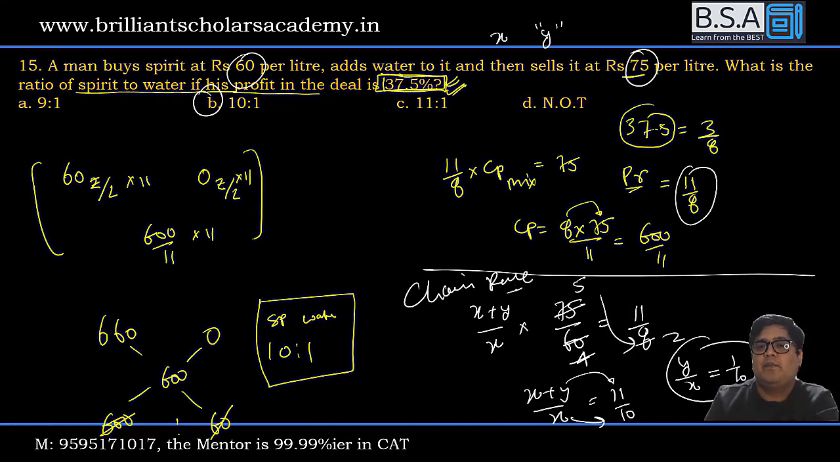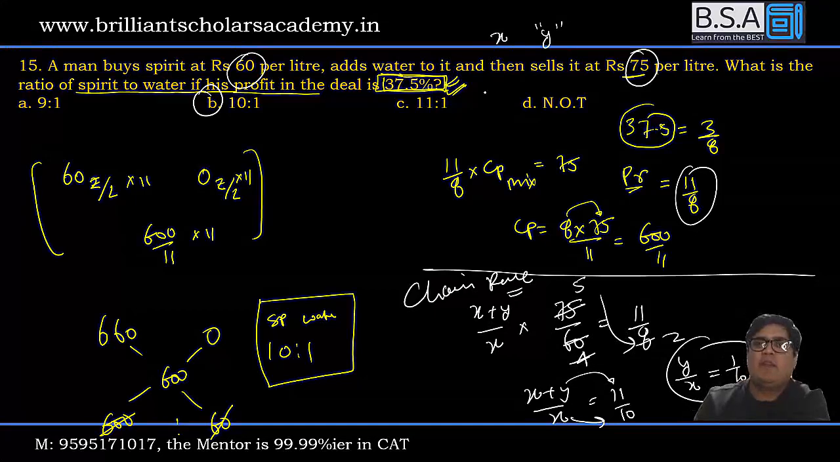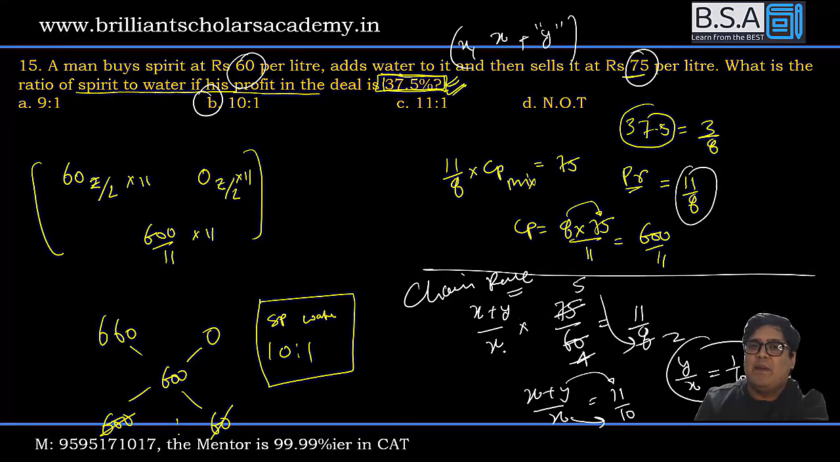Chain rule. What have we done? How did we achieve this? We always create the ratio of total quantities. Spirit is X, water is Y, so total quantity is X plus Y. I'm mixing. So this is the profit ratio, X plus Y upon X. Selling price is known, cost price is known. I can see there's a profit being made. So again, ratio more than 1, 75 by 60.